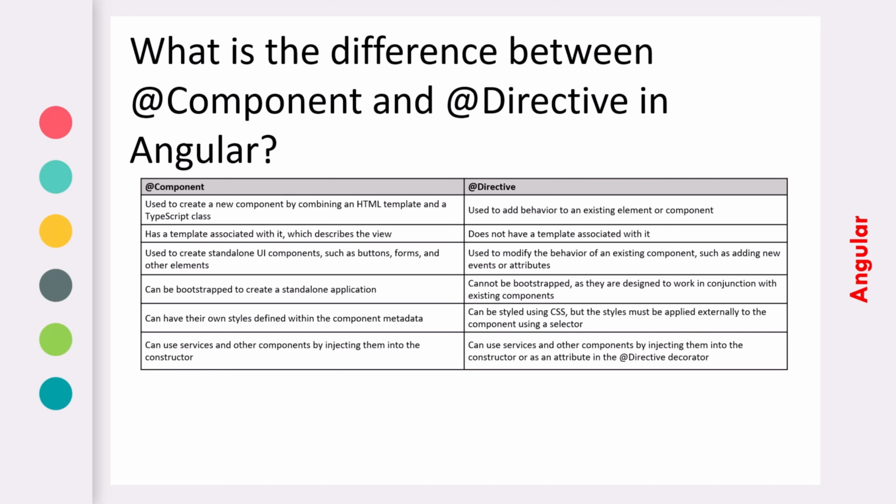@Component can have its own styles defined within the component metadata. @Directive can be styled using CSS, but the styles must be applied externally to the component using a decorator selector. @Component can use services and other components by injecting them into the constructor. @Directive can use services and other components by injecting them into the constructor or as an attribute in the @Directive decorator.